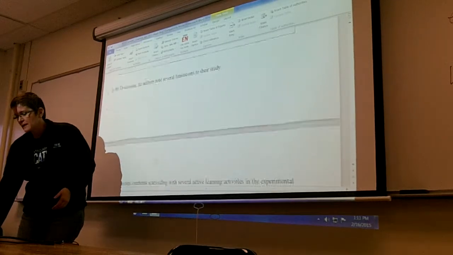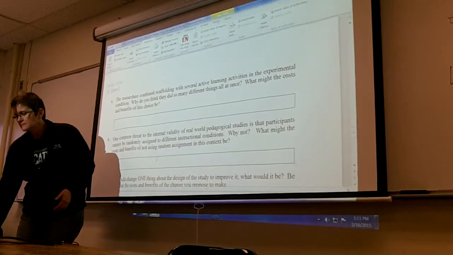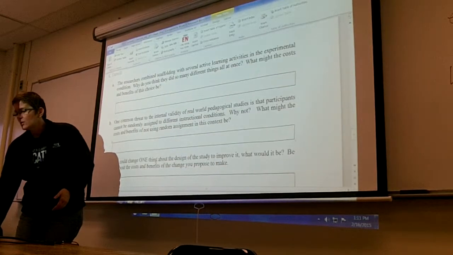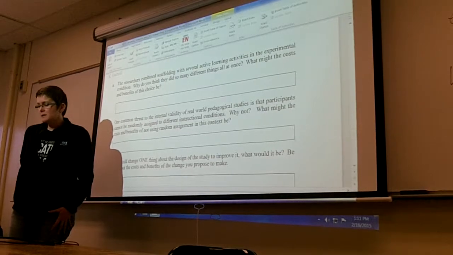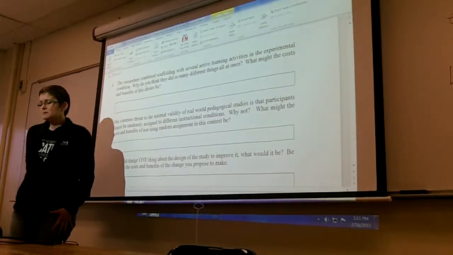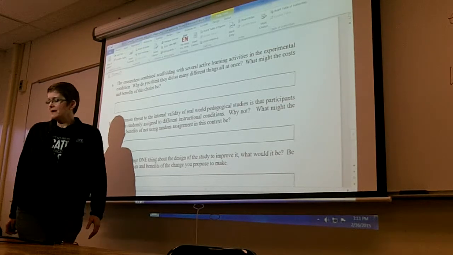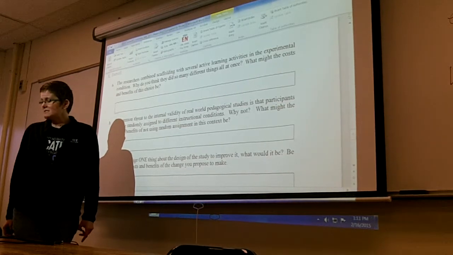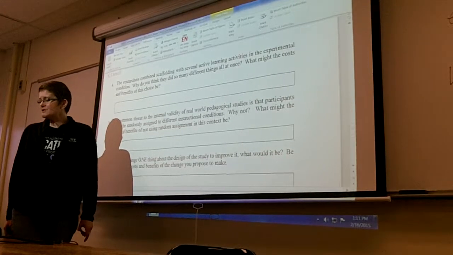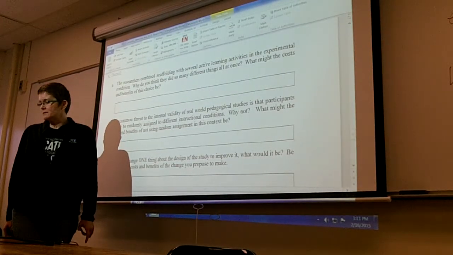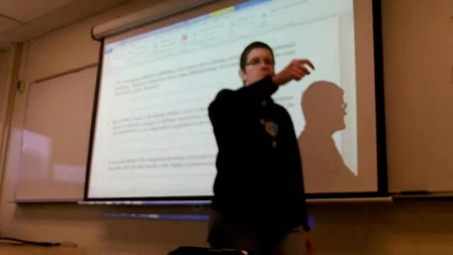One more question. Okay, so we talked about the limitations of the study. We talked about the issue of not being able to do random assignment. Let's talk real quickly about where the researchers combined scaffolding with several active learning activities in the experimental condition. Why do you think they did so many different things all at once, and what might the costs and benefits of this be?